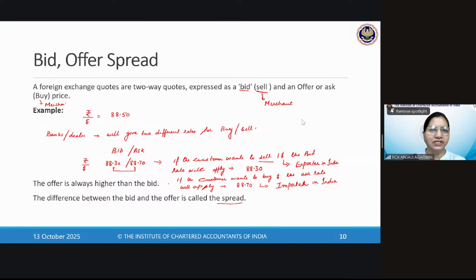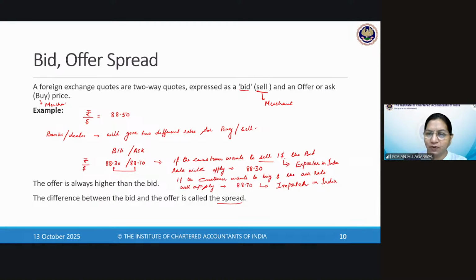So a foreign exchange quote will have two-way quotes, bid and ask. The bid and ask are from the bank's point of view or from the dealer's point of view. The dealer is bidding and the dealer is asking. So when the dealer is bidding, the customer is selling or the merchant is selling. And when the dealer is asking, the customer is buying. The merchant will be buying.